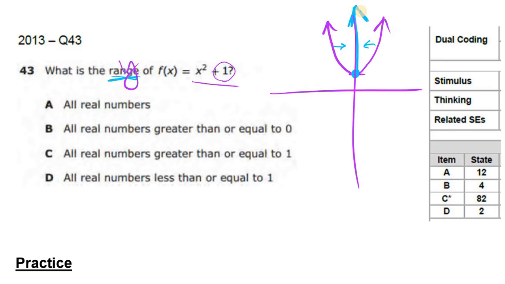They were both brought in. So what is this lowest value right here? Well, that's the vertex value. That's 1. And it's everything above that value, everything greater than 1. So which answer says all real numbers greater than or equal to 1?